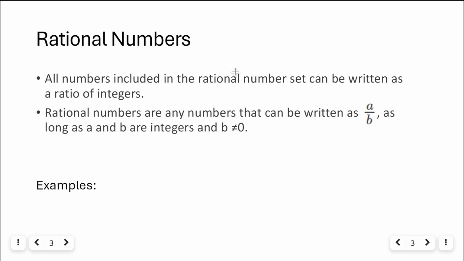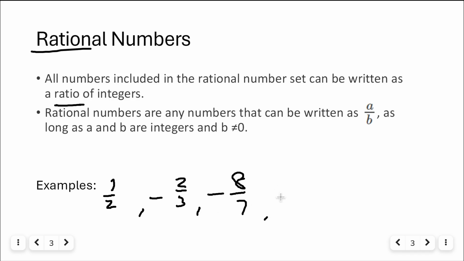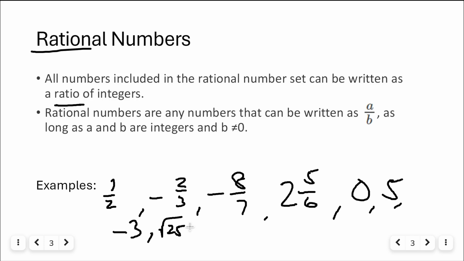Okay, so rational numbers are all the numbers that can be written as a ratio of integers. We did that in the last video. They can be written as a fraction as long as a and b are integers. So again, it's 1/2, -2/3, -8/7, 2 5/6, 0, 5, -3. All of these are examples of rational numbers. The square root of 25, because it's 5. Right? So that is a rational number, square root of 25. It gives me 5.